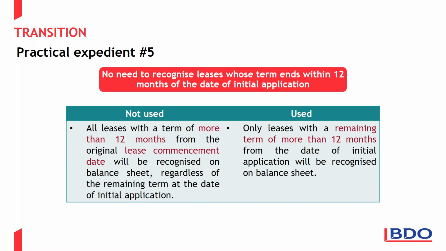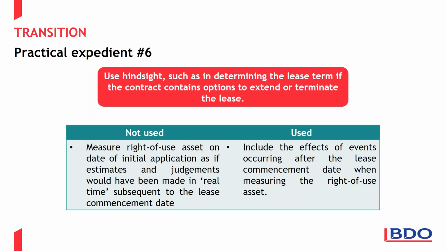If you look at practical expedient number 5, there's no need to recognize leases whose term ends within 12 months of the date of initial application. So if there's less than 12 months left, don't bring it on the balance sheet and then remove it immediately. However, you could decide to bring it all on the balance sheet as well.